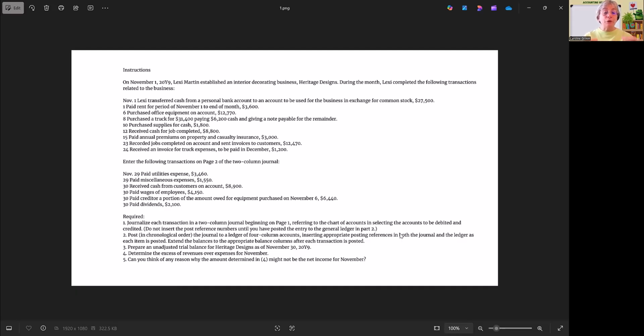So the first step is we're going to journalize these transactions. I'm going to forget about all the other stuff. I don't want to think about posting things and doing unadjusted trial balances right now. That's for later in the hike. Right now, I just want to focus on what's ahead of me on this trail.